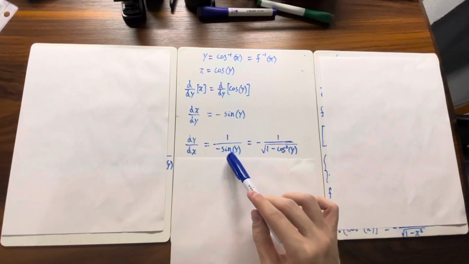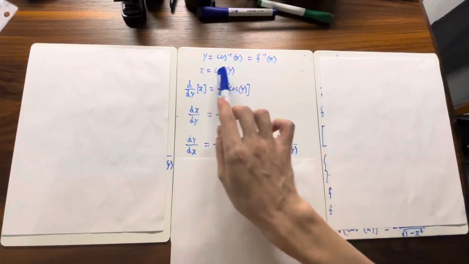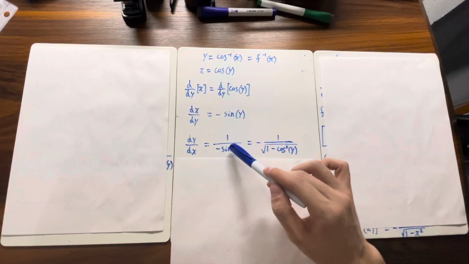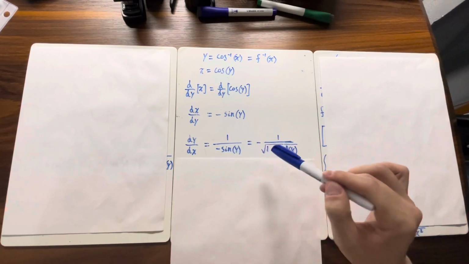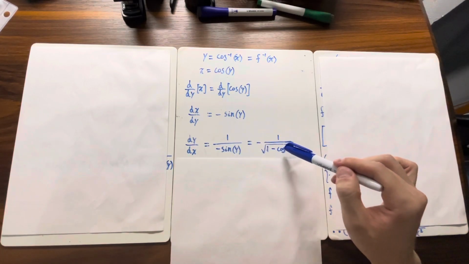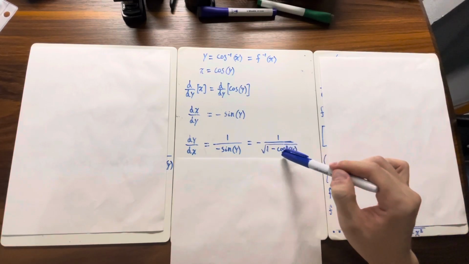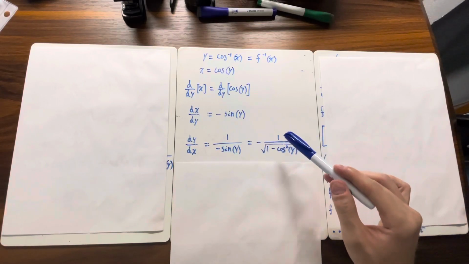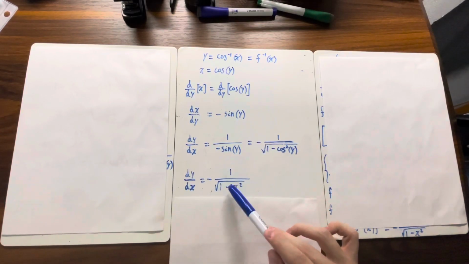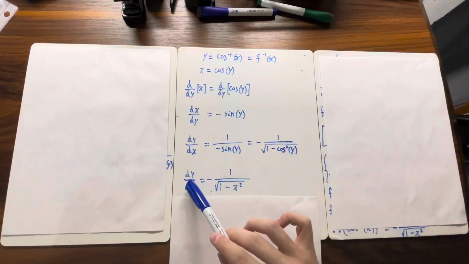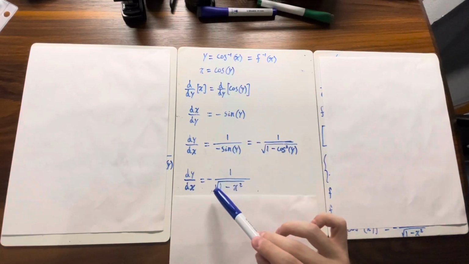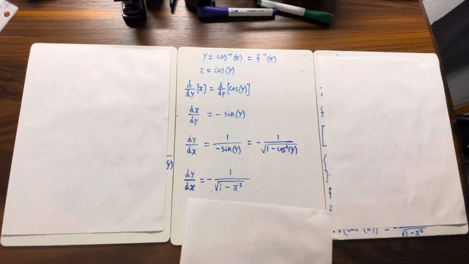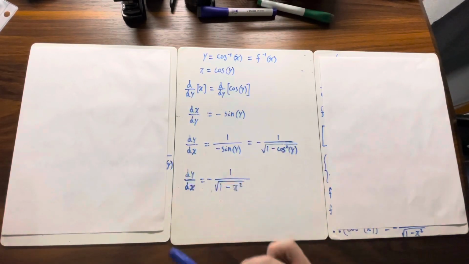To figure out what sine of y is, we can construct a triangle based off of this equation here on top, or we can just use the trigonometric identity and get that sine of y is equal to the square root of 1 minus cosine squared y. But what is cosine y again? It's just x. So this is the same thing as 1 divided by square root of 1 minus x squared. So the derivative of cosine inverse of x is equal to negative 1 divided by square root of 1 minus x squared. So that's by differentiating with respect to y.